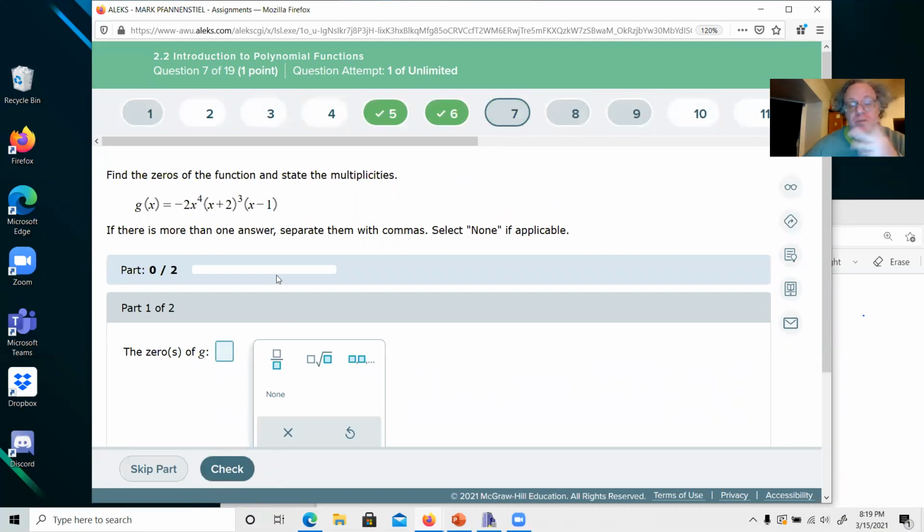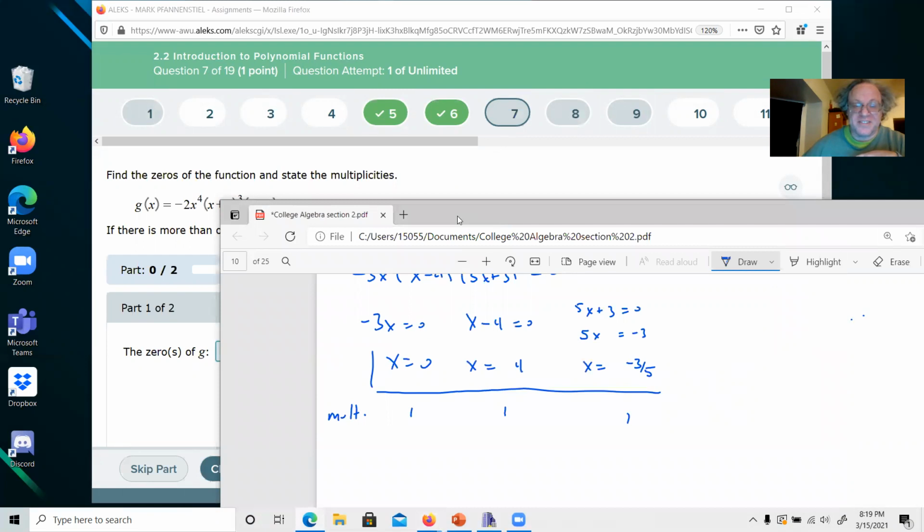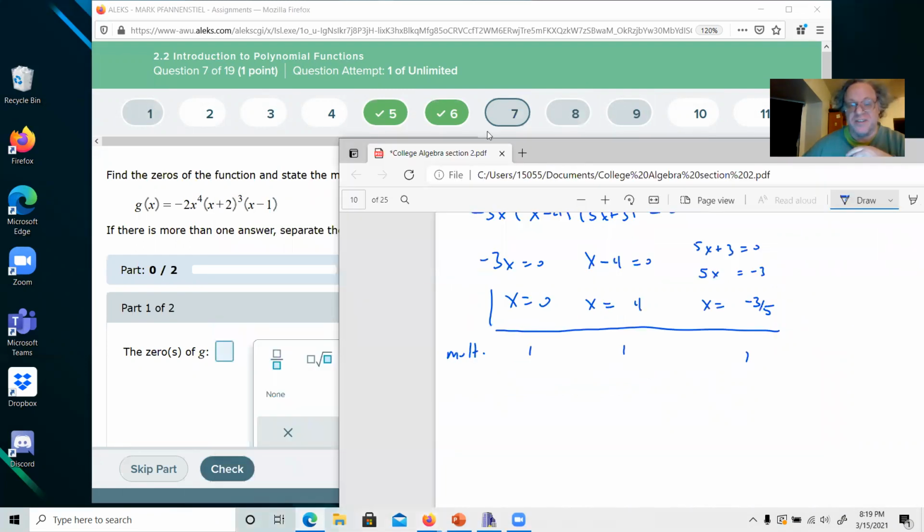All right. See, this one is nice. They factored it for us. We don't have to do any of this. By the way, I like problem number 6. I like problems that make you go through and do all of that stuff.